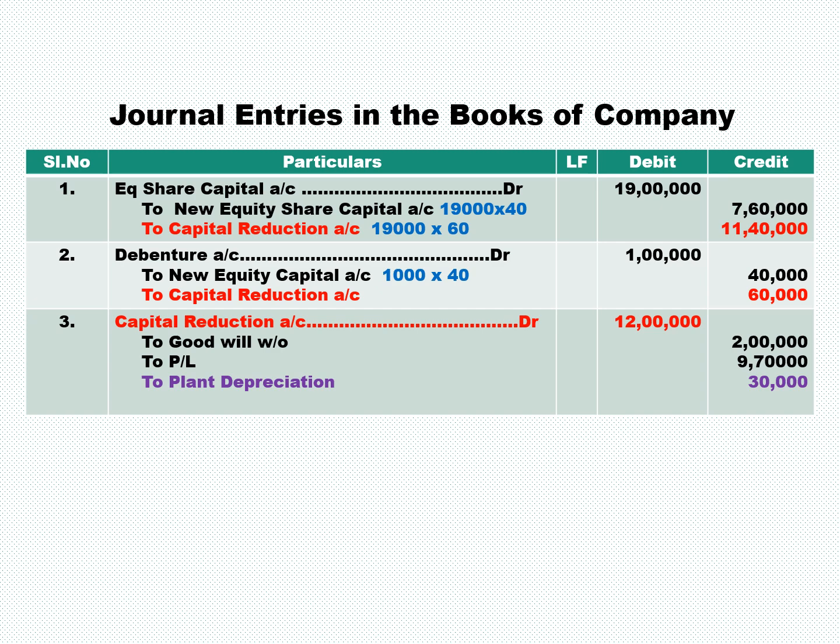Debentures we are settling by new equity share. So debenture account debit 1 lakh. To new equity share 40,000, that's 1,000 into 40. To capital reduction it's 60,000. Total capital reduction comes to 12 lakh. Used to write off goodwill 2 lakh. Used to write off PL account 9 lakh 70,000. Then remaining 30,000 is used to write off depreciation on plant and machinery.